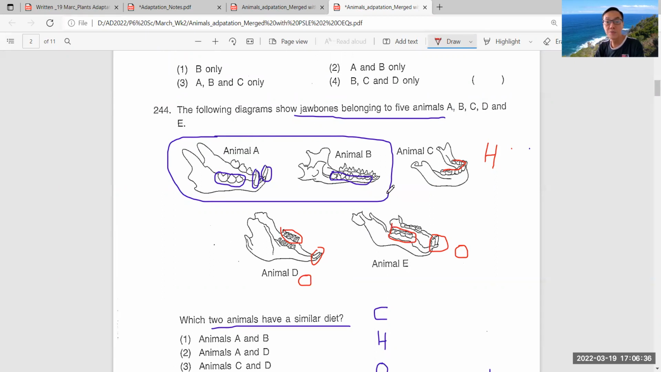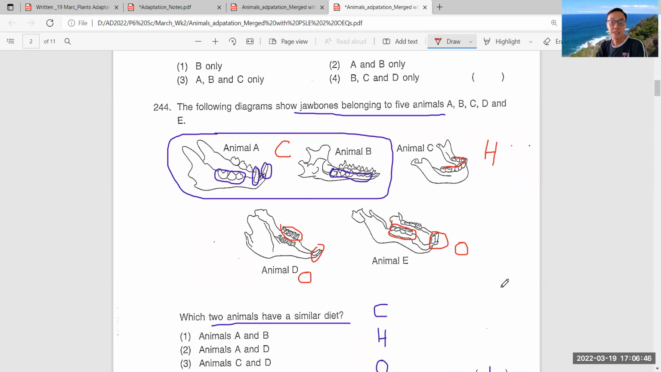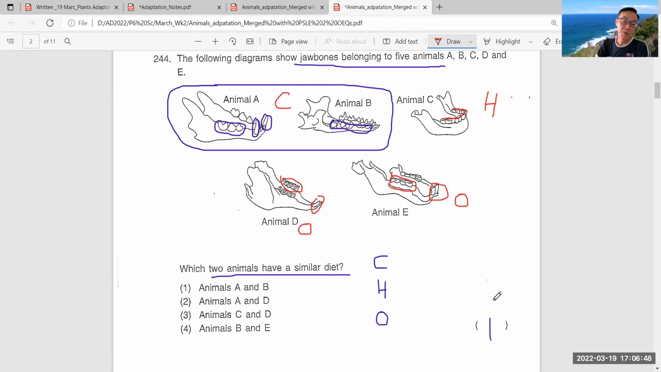So this is how we classify. Animals A and B are carnivores. Animal C is a herbivore. Animals D and E are omnivores. But you notice here the choices, right? There's no D and E, correct? So the obvious answer is A and B.